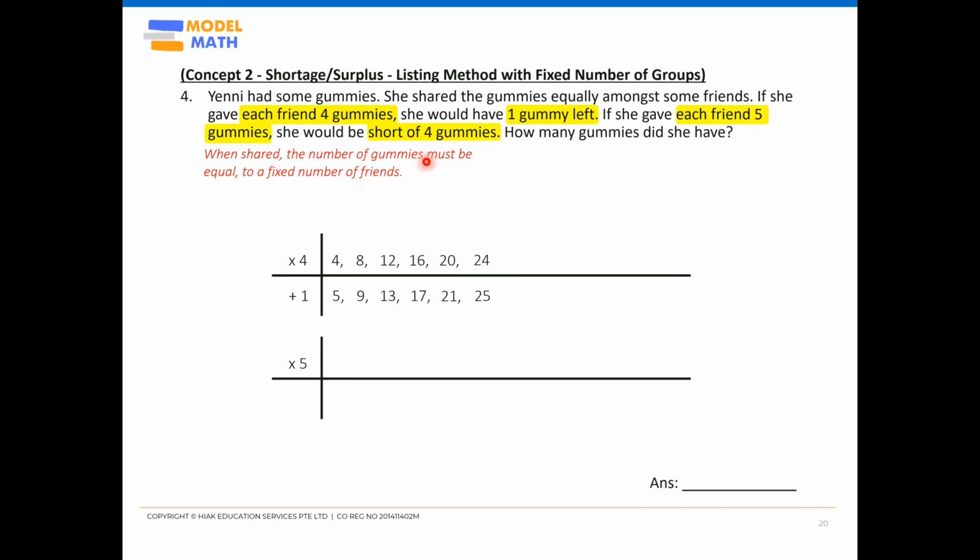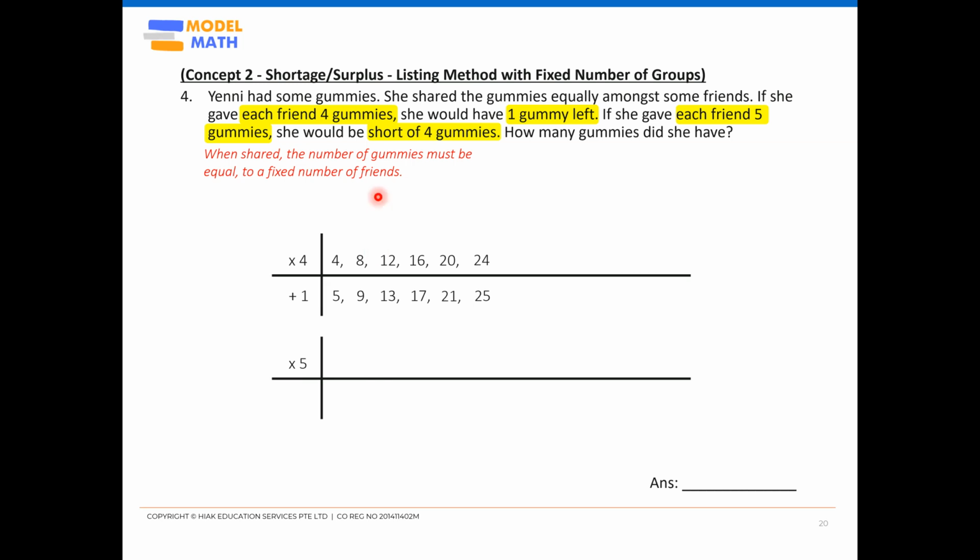If I'm short of 4 gummies, that means when I tried distributing, I realized that I do not have enough gummies to distribute to my fixed number of friends. So that means the real number of gummies that I'm holding on to, I'm lacking 4. Whatever I wanted, I hope to distribute 5 to each person. I realize I'm short of 4.